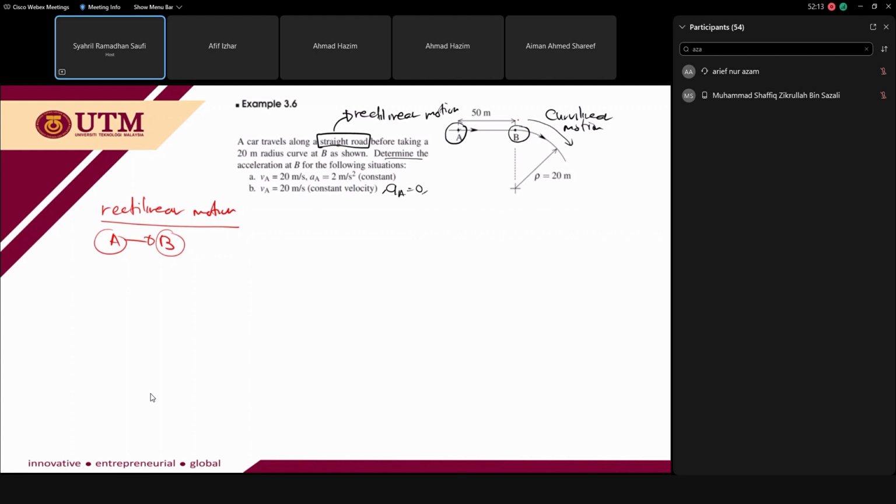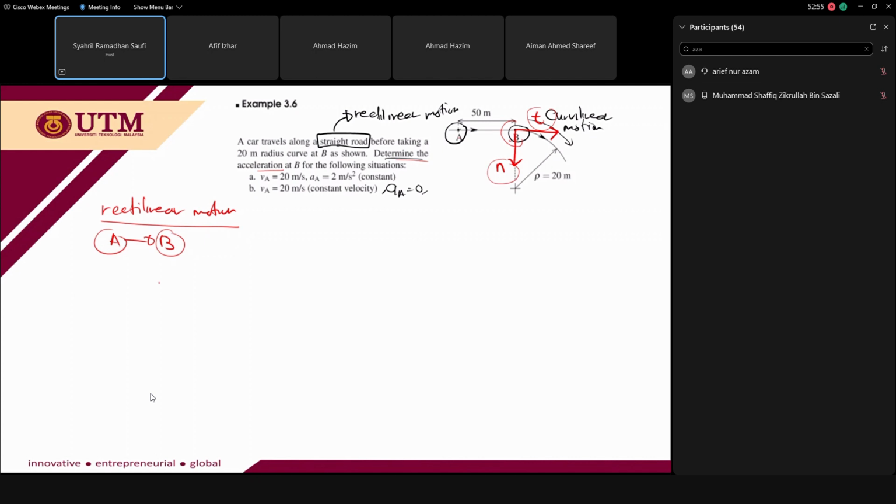You know that B is where the particle starts to move with a curvilinear motion. So you will have tangent to the curve, this is tangent, and inward to the curve is normal. To determine the acceleration at B, you will have acceleration tangent and acceleration normal. First you need to determine what value you can obtain from A to B.